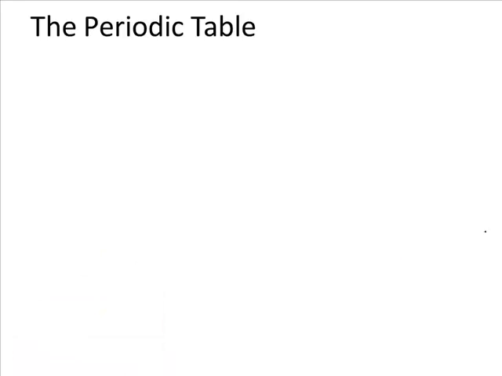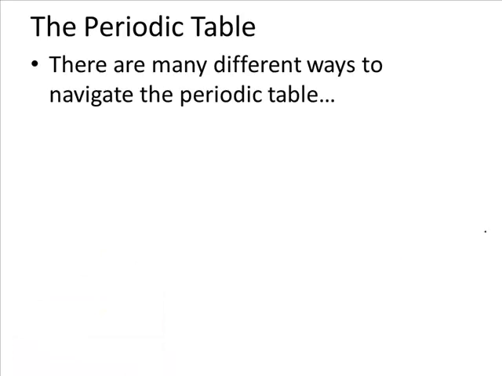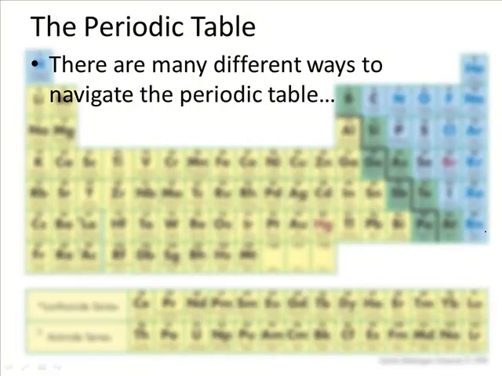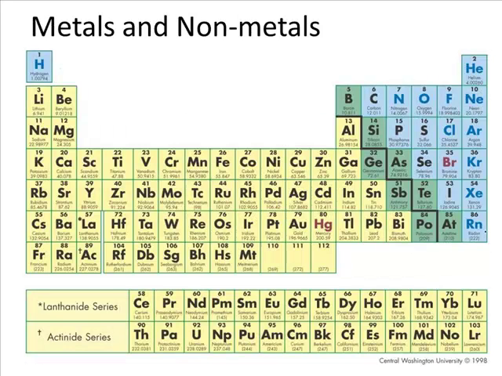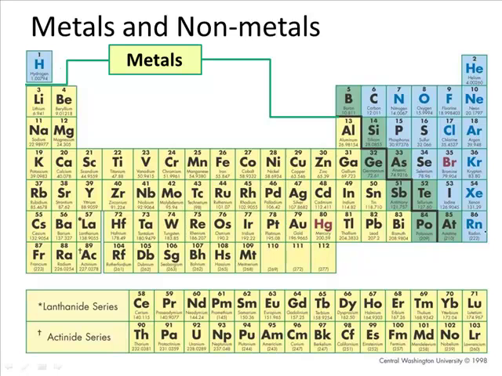With so many different elements on this huge periodic table, it's important to know that there's different ways you can navigate the periodic table, meaning there's ways you can break it apart into more usable pieces. One of the easiest ways is to divide it into elements that are called metals and nonmetals. The metals on the periodic table are shown in yellow on this particular version, and the metals, you'll notice, make up about 2/3 of the table.